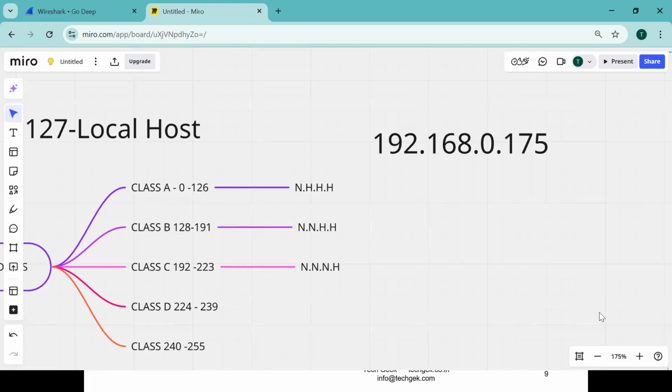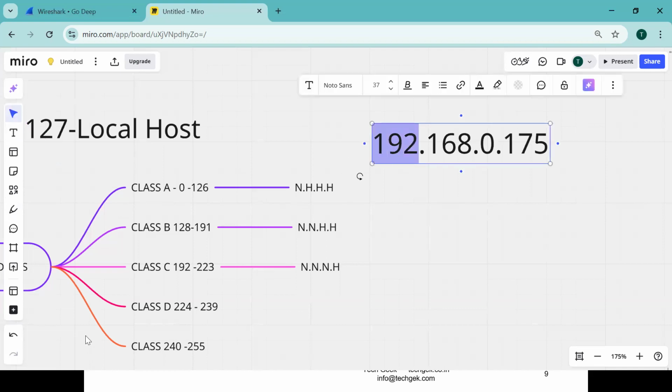192.168.0.173. You just take the first octet here. How to understand that? You must see the first octet. What is that range here? 192 comes in the class C range here. Can you see this here?